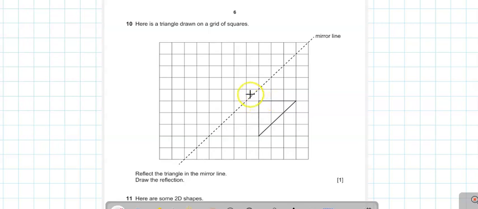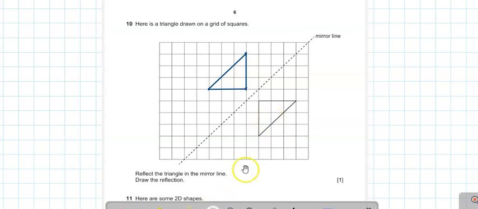Here, this is the point. If we reflect it, it will be here. This point, we will go diagonally, 1 square, 2 squares, so 1 square, 2 squares. This one, the same idea, it will be here. Then we draw straight lines to make the same reflected triangle. Okay.